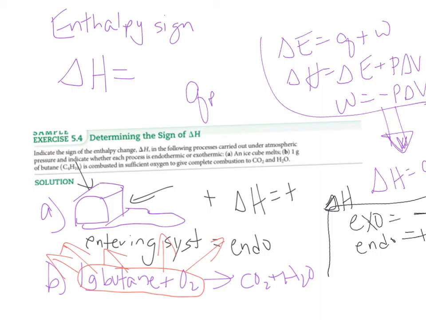So therefore, for letter B, delta H will be exothermic because heat was released. So the sign will be negative. And that is the end.